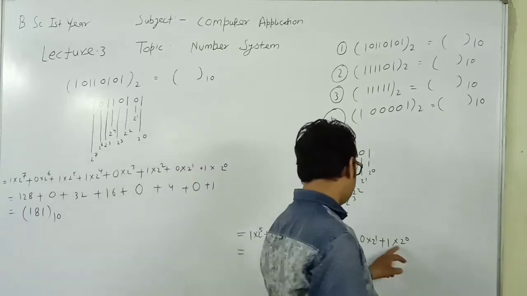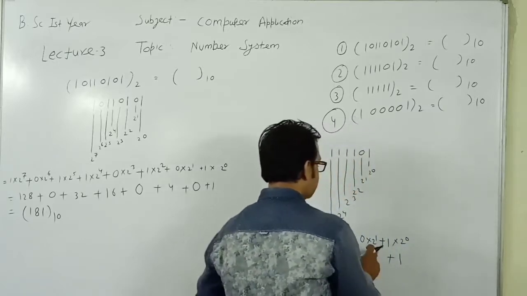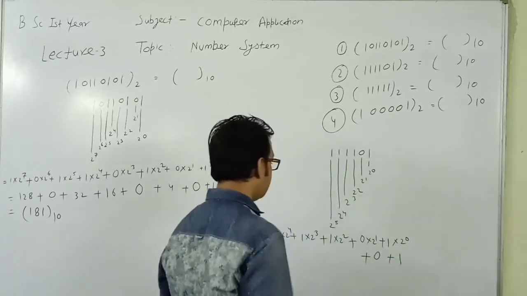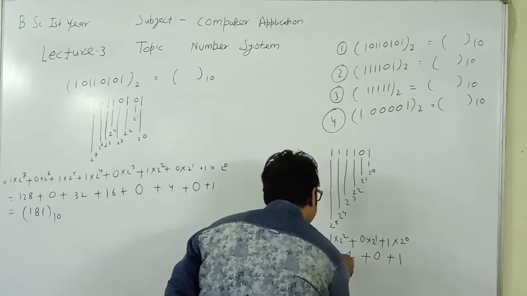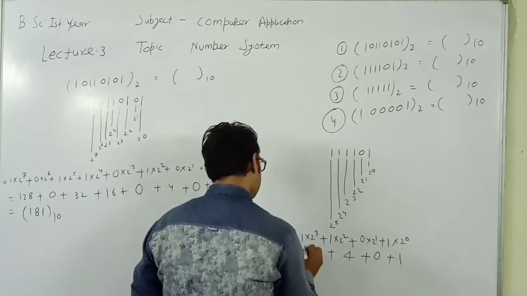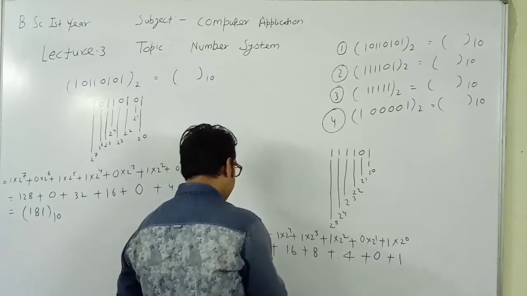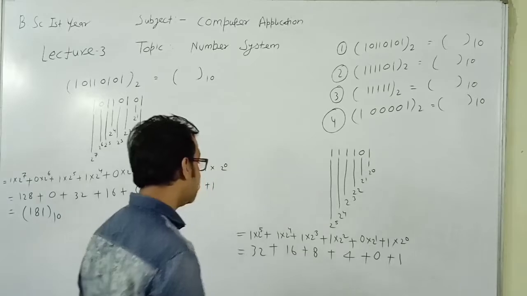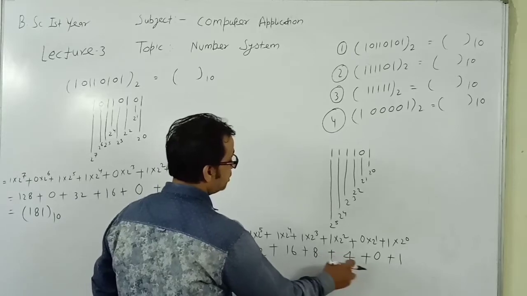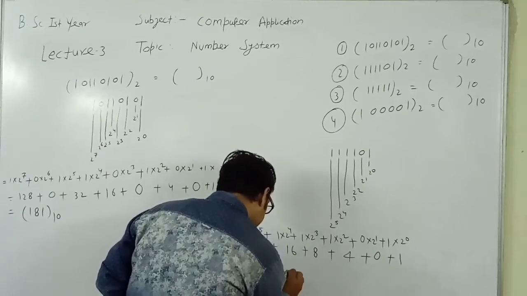2 to the power 0 is 1, 1 into 1 gives you 1. 2 to the power 1 is 2, 2 into 0 gives you 0. 2 to the power 2 is 4, into 1 gives you 4. 2 to the power 3 is 8, into 1 gives you 8. 2 to the power 4 is 16, multiplied by 1 is 16. 2 to the power 5 is 32, multiplied by 1 is 32. Add these numbers: 32 plus 16 is 48, plus 8 is 56, plus 4 is 60, plus 1 is 61. So this is 61 base 10.